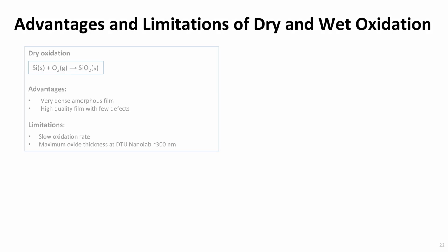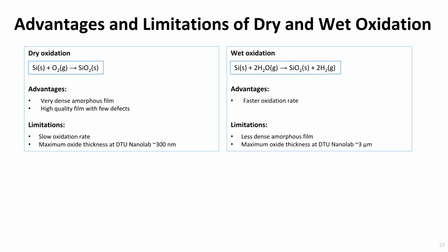As mentioned before, thermal oxidation can be divided into two methods, dry oxidation and wet oxidation. In a dry oxidation process, oxygen reacts with silicon to form silicon dioxide. This type of silicon dioxide is very dense and amorphous. This means that a very high-quality oxide film with very few defects is grown. But unfortunately, the oxidation rate is quite low, as will be explained later in this presentation. At DTU Nanolab, users are normally only allowed to grow up to 300 nanometers of dry oxide. If a thicker oxide layer is required, a wet oxidation should be done instead. In a wet oxidation process, water vapor reacts with silicon to form silicon dioxide.